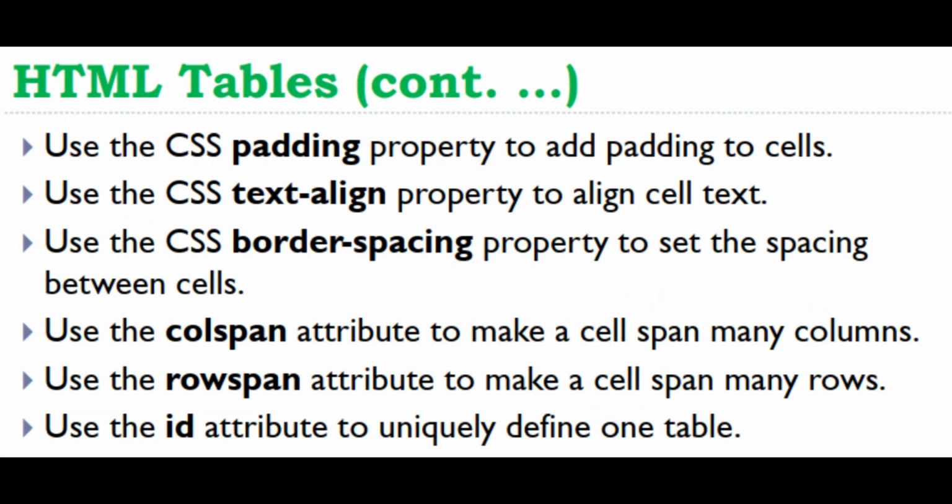HTML tables, continued. Use the CSS padding property to add padding to cells. Use the text-align property to align cell text. Use the border-spacing property to set the spacing between cells. Use the colspan attribute to make a cell span many columns. Use the rowspan attribute to make a cell span many rows. Use the id attribute to uniquely define one table.